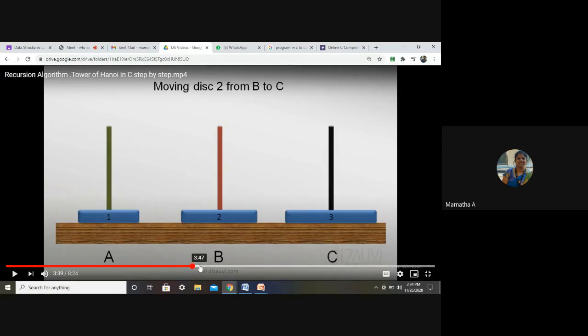Then 2 from B to C. Next movement, from B to C. Okay, I have one question. Can I move 1 from A to C? Is it possible?